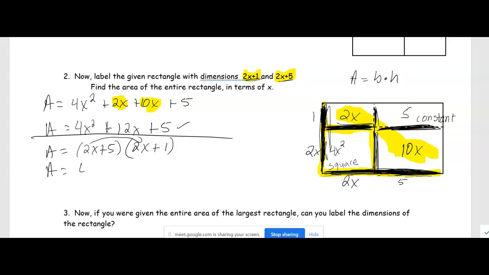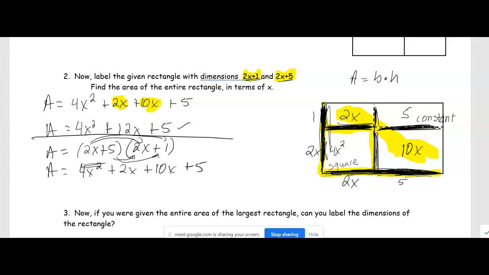So 2x and 2x would give us that 4 and then the x squared. The 2x and the 1 would give us a 2x. The 5 and the 2x give us a 10x, and then the 5 and the 1 give us 5. So if you look at what we just got here, it's the same thing that we got when we added all those terms up individually. You would then just combine your like terms like we also did, and it should give us the same answer.